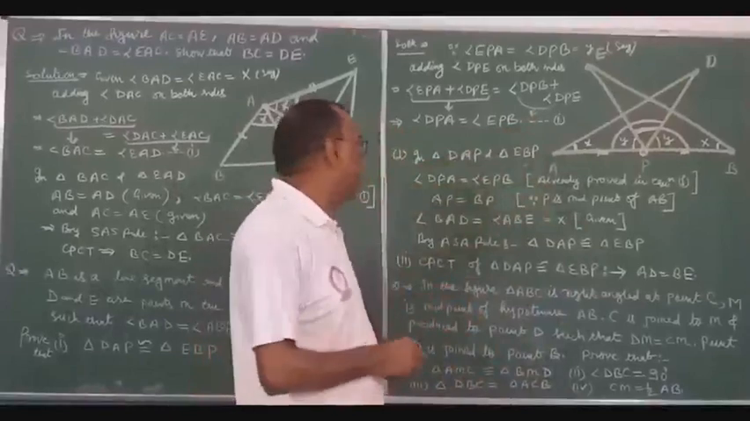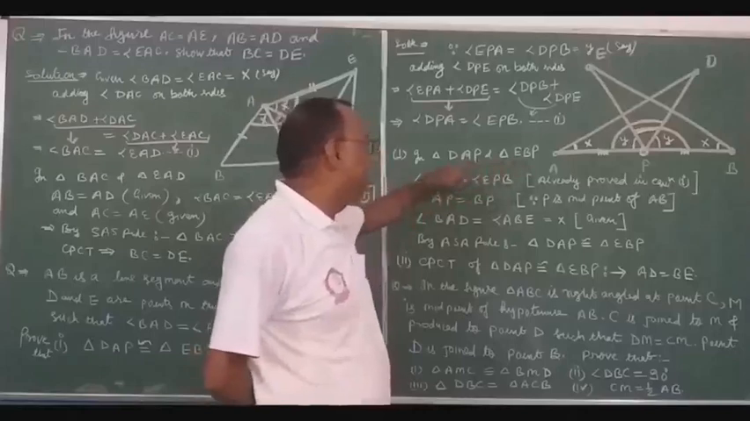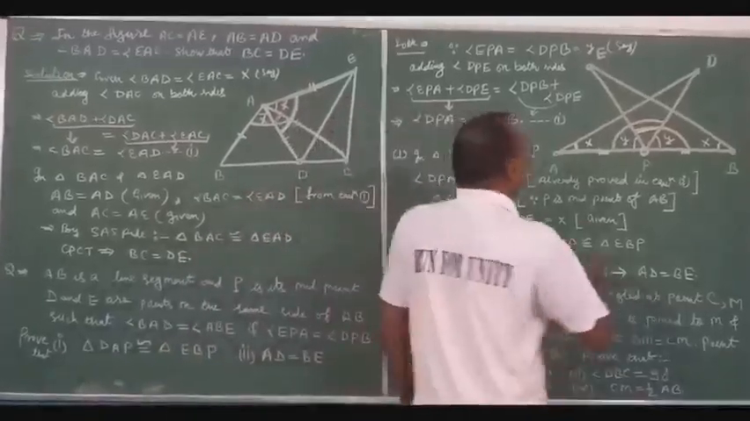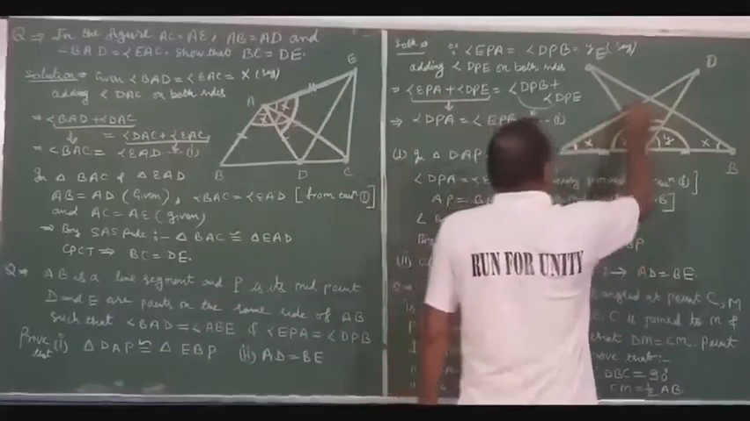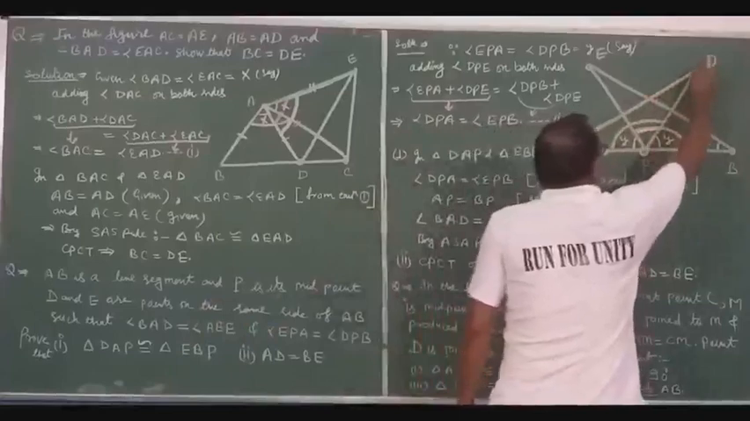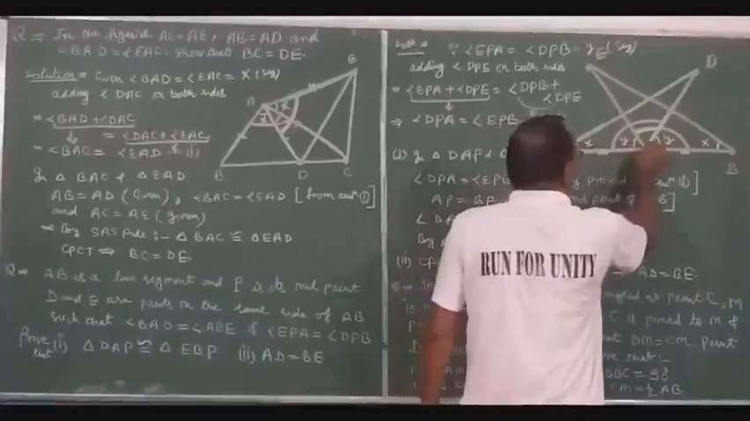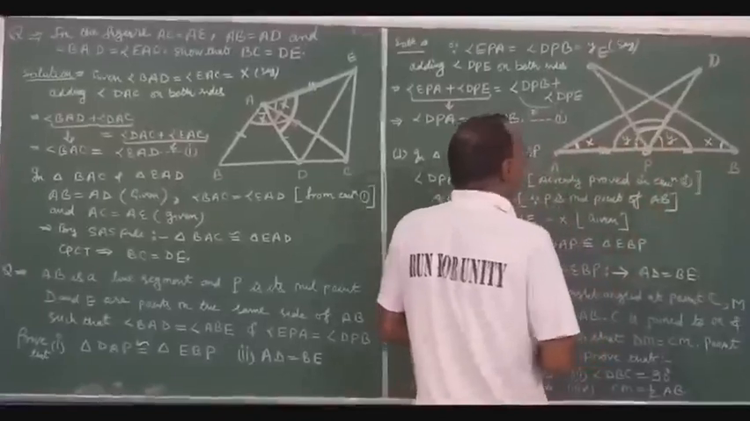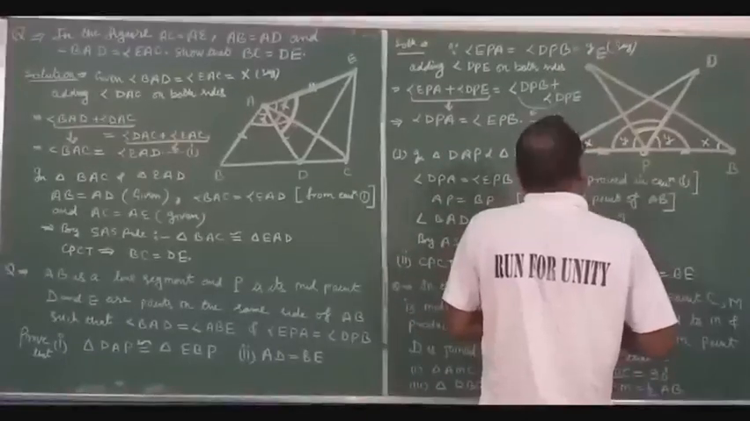Now look at triangles. In triangle DAP and EPB. One triangle is this, DAP, and another is EPB. Where is EPB? Just look here. This is EPB.